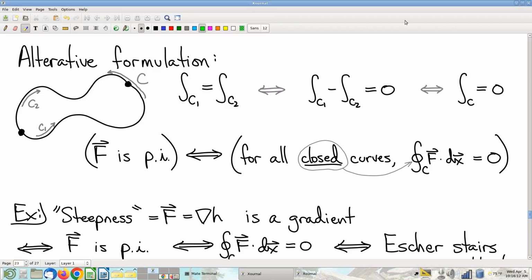Okay, so here's where we were last time. We were talking about path independence. And remember, the idea of path independence is as long as two curves have the same starting point and same ending point, then the line integral along the one curve and the line integral along the other curve are always the same.